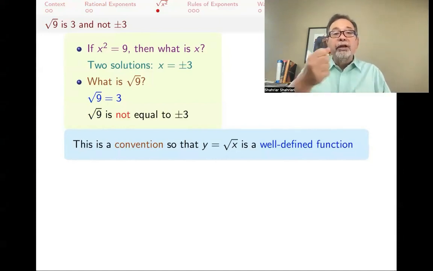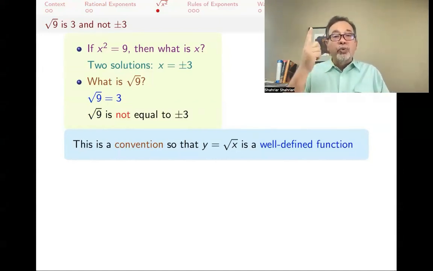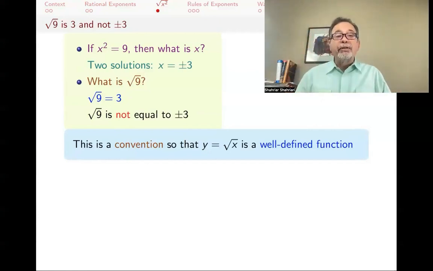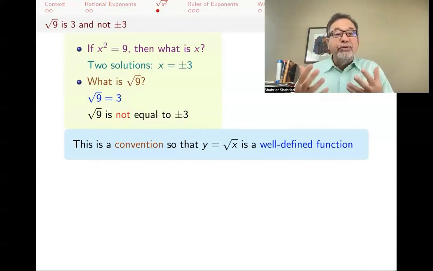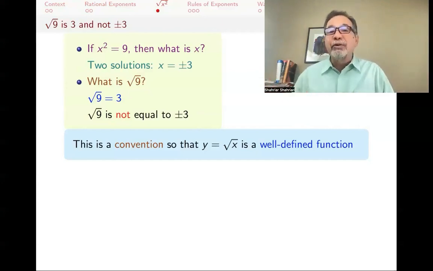For a function, when you plug something in, out should come just one number, not 2 numbers. When I plug in 9 into square root of x, I want to get one unique number, and that number is going to be 3. If I say plus or minus 3, there's ambiguity. If you plug in 9 into this function, what comes out? This is not really a function.